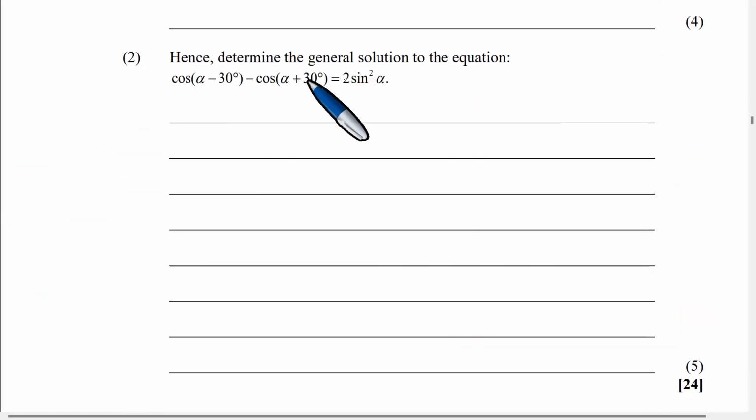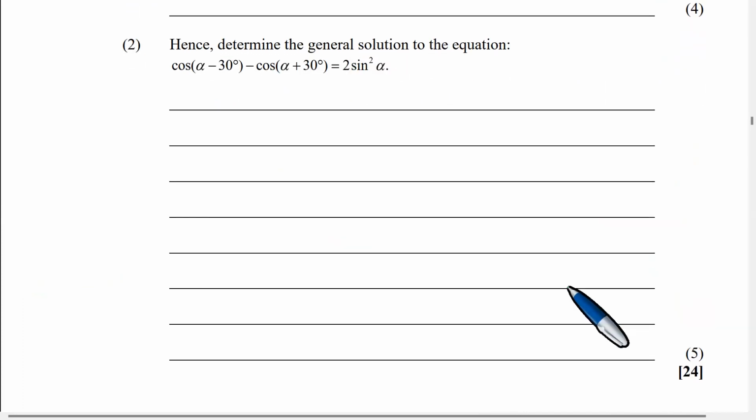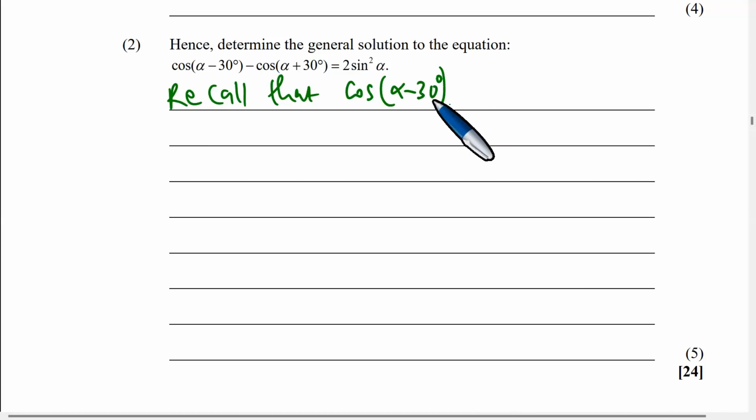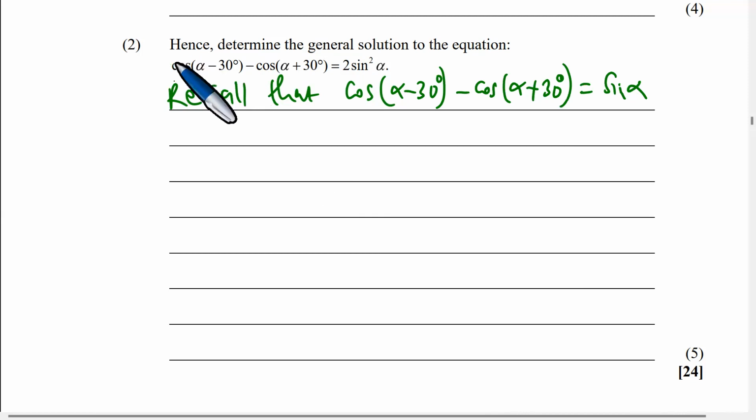Hence determine the general solution to the equation. Recall that we started with cosine of alpha minus 30 degrees minus the cosine of alpha plus 30 degrees, and we're able to see that this is actually the sine of alpha. So in the place of this long two-term expression, we put sine alpha, sine squared alpha.